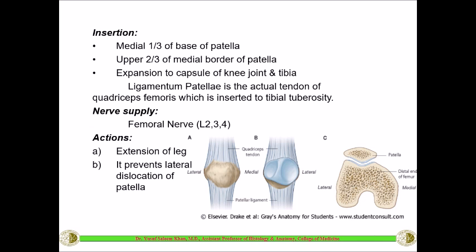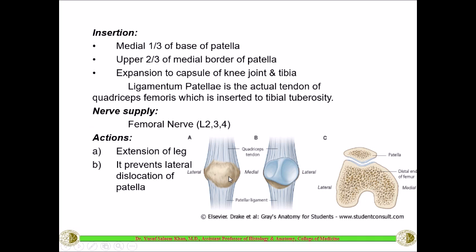Along with that, it also prevents lateral dislocation of the patella. As I said, the patella will be getting inserted on the medial border by 2/3 by the vastus medialis. That will prevent the lateral dislocation of the patella. So if you see the patella here, this patella is seen to be a bone within this tendon. So that's why it is called the sesamoid bone.